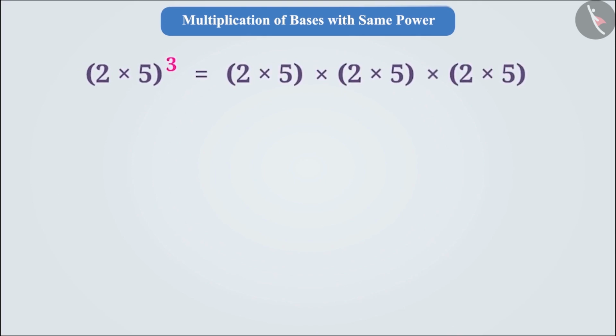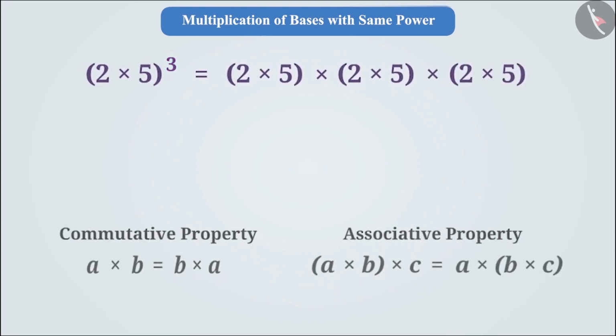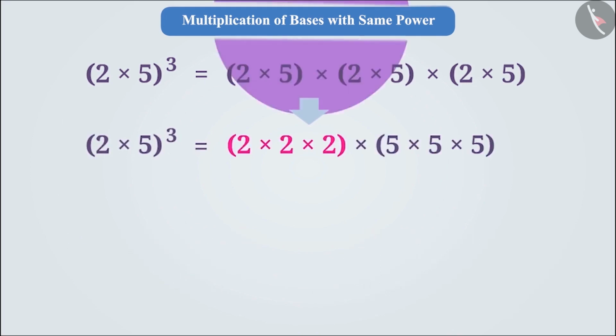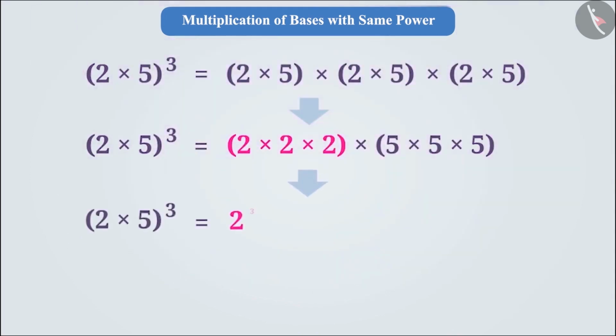Now let's understand how to multiply bases having the same power. Suppose we have to simplify 2 into 5 to the power of 3. Since the power is 3, we will multiply 2 into 5, 3 times by itself. For multiplication, we can use either the commutative property or the associative property so as to change the order and grouping of numbers. So, we will arrange the numbers in this way. Here, 2 is multiplied by itself 3 times, so we can represent it as 2 to the power of 3.